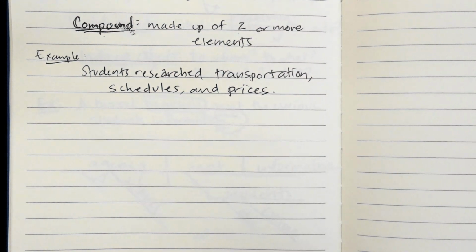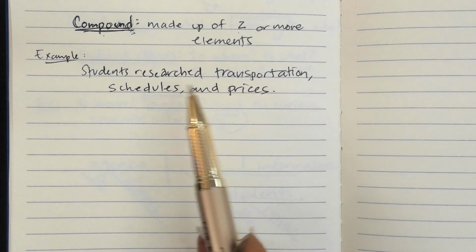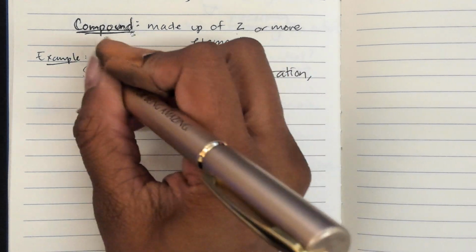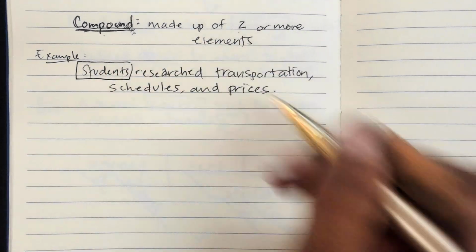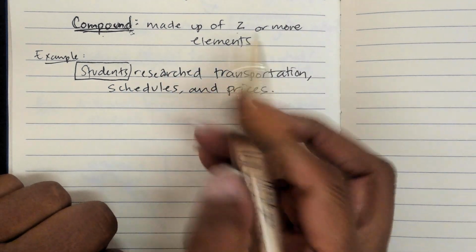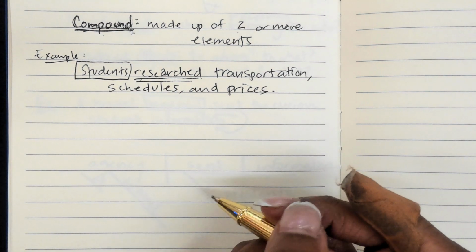Okay, to start, we always have to find our subject and our verb. What is the subject? Hopefully you said students. And what are the students doing? Or what did they do? They researched. So let's go ahead and diagram our subject and our verb.